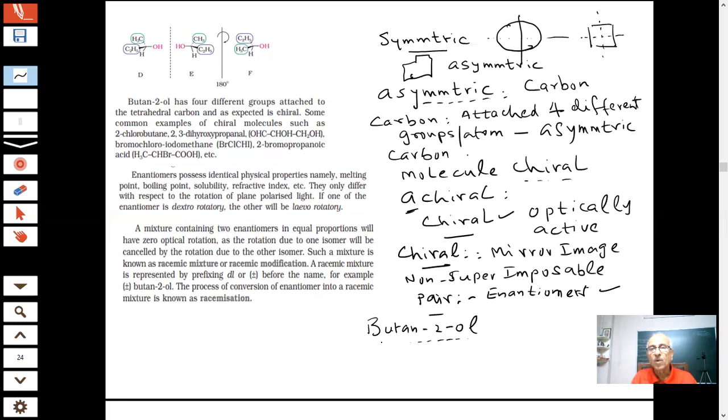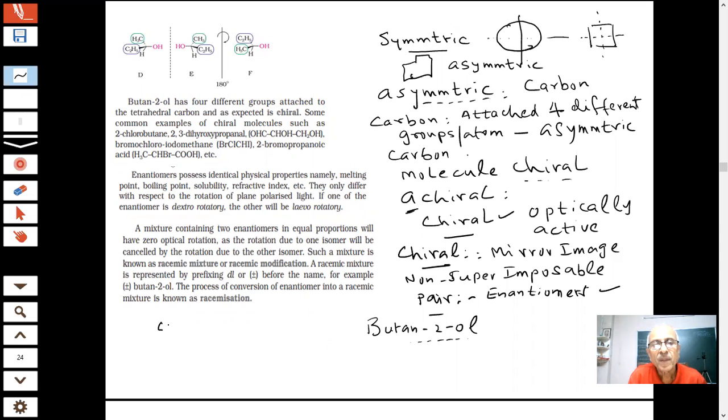Done, sir. Okay. Tell me, is there any chiral carbon in this? Is the molecule chiral? Does it have any carbon which is asymmetric? Butanol means what? How many carbons are there in butanol?